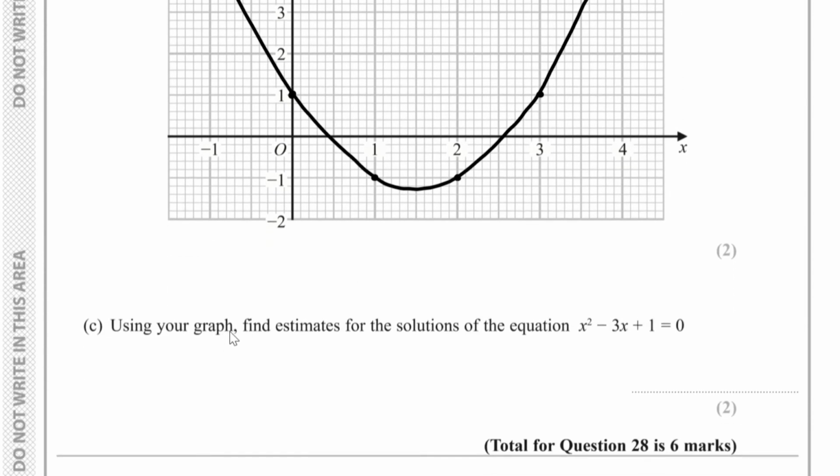And then for part C, we have to use our graph to find the estimates for the solutions of the equation x squared subtract 3x plus 1 equals 0. So where does the graph equal 0? Well, it equals 0 here and here. And those values, we've got x equals 0.4 and x equals 2.6.